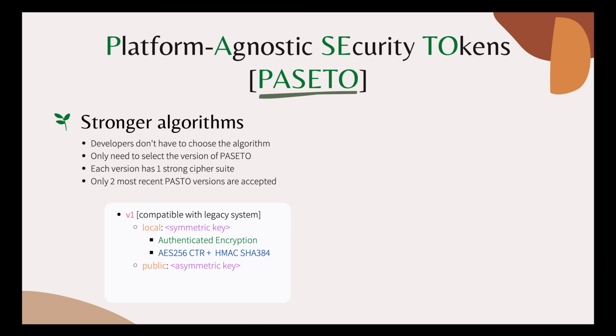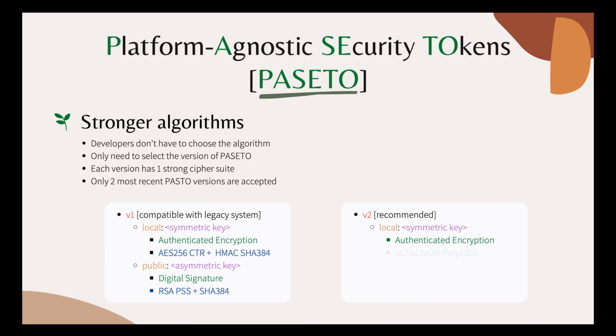In that case, PASETO uses the same approach as JWT, which means it doesn't encrypt the token data, but only base64 encodes it, and uses a private key to sign the content with a digital signature. The chosen asymmetric key algorithm in PASETO version 1 is RSA-PSS with SHA-384. In the latest version, PASETO version 2, two more secure and modern algorithms are being used. For local symmetric key scenario, it uses XChaCha20 with Poly1305 algorithm. And for public asymmetric key scenario, Edwards-curve Digital Signature Algorithm with Curve25519 is used.